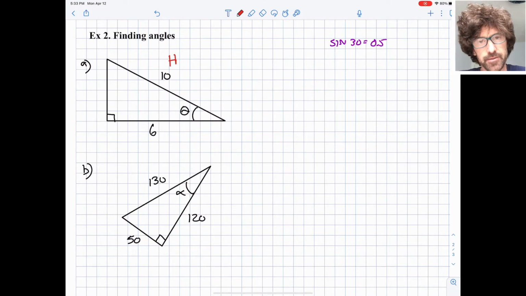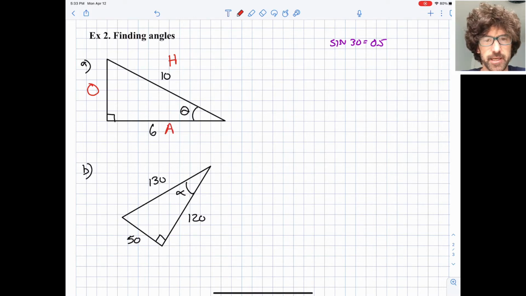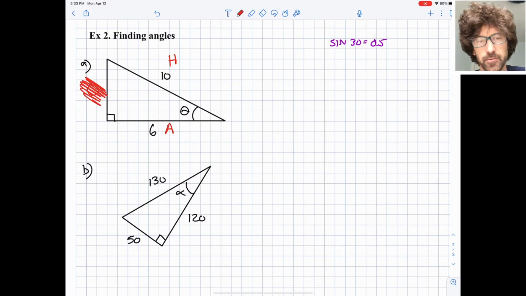So the hypotenuse is the longest side of the triangle. The opposite is the side opposite from the angle we're working with, and the adjacent is the side next to or adjacent to the angle we're working with. Next, let's cross off the side we don't care about. I don't know the opposite, and I don't want to know it. I don't care about it. I only care about the hypotenuse and the adjacent here.